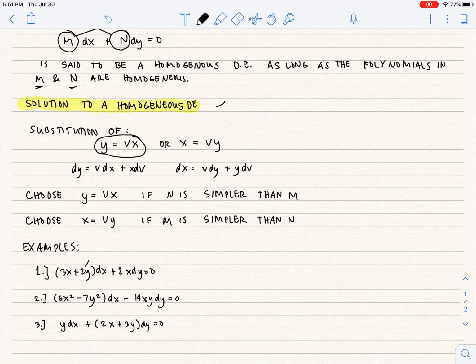And then syempre dili lang pwede na y lang atong puliton, dapat ang dx ug dy pod. Since puliton man ang dy, balik ta sa example 1, mausab ang dy dira. Or pwede pod ilet nato ang x equal to v multiplied by y. Then of course pangitaon nato ang dx. Okay, so before mo proceed, i-explain nako kung giunsa ni pagkuha ang dy or ang dx.